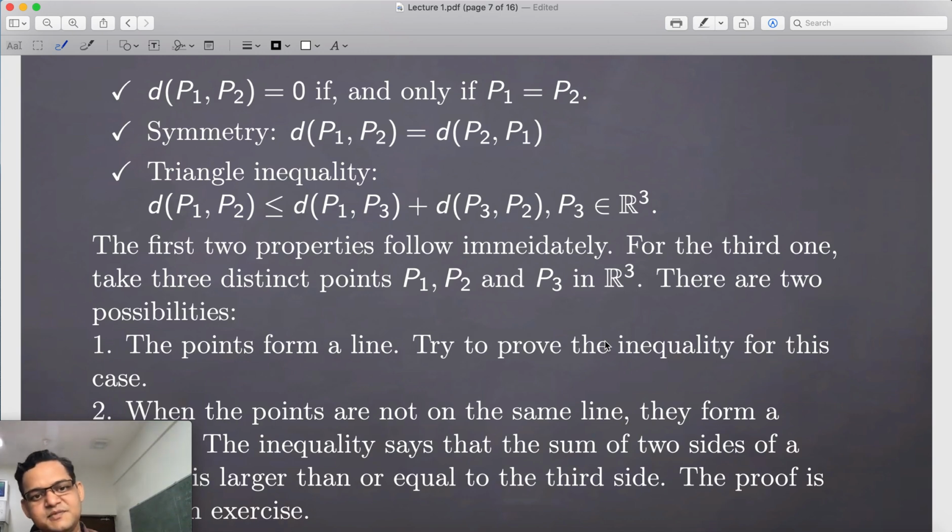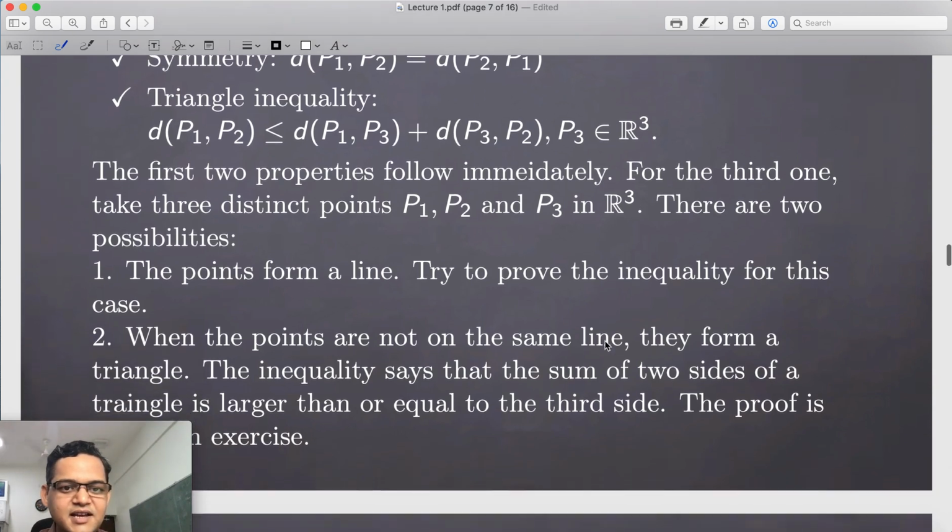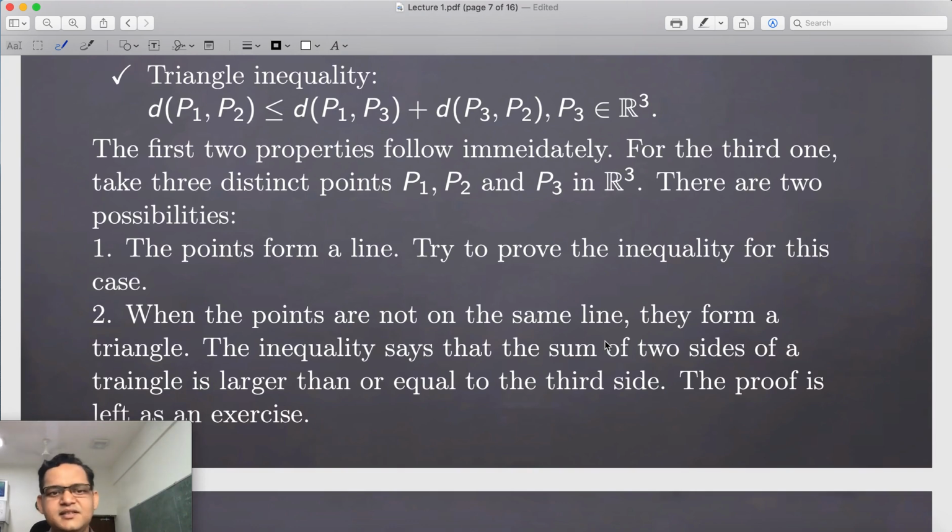And symmetry is also very intuitive: the distance between P1 and P2, or P2 and P1, is exactly the same, correct? So that is what this is saying. And the third one is again basically a geometric feature.